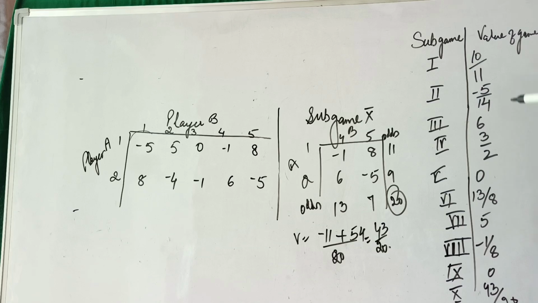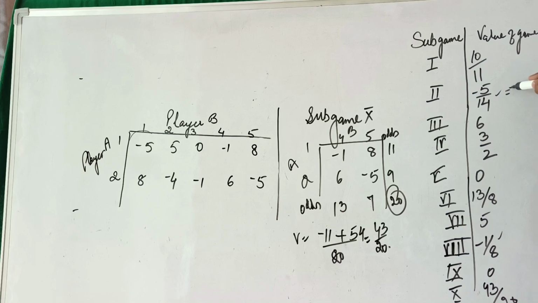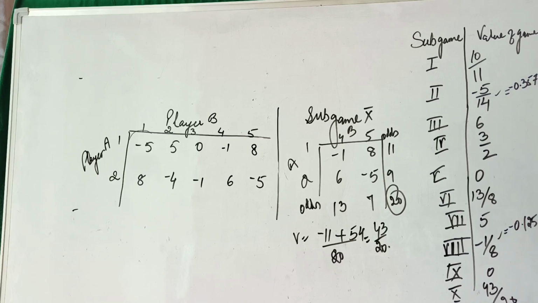I can see from my answers, this is a negative value and this is a negative value. So let us convert these values into decimals to get our final answer more easily. When we solve this, it comes out to be minus 0.357. And when we solve minus 1 upon 8, it comes out to be minus 0.125. So out of these two, which one is the minimum value? Of course, we know that this is the minimum value out of the two.